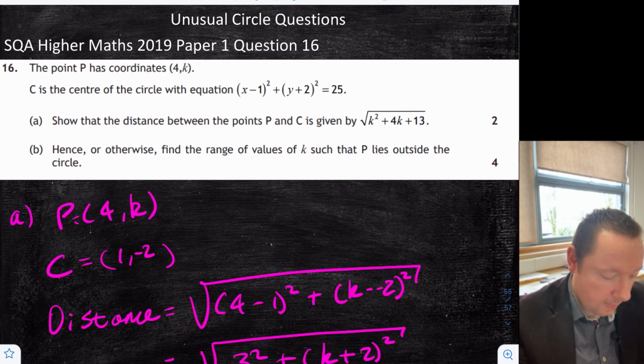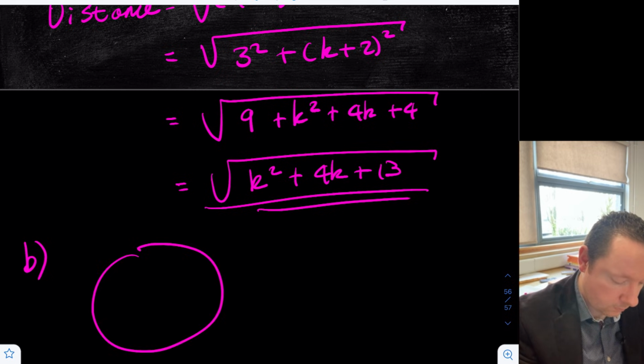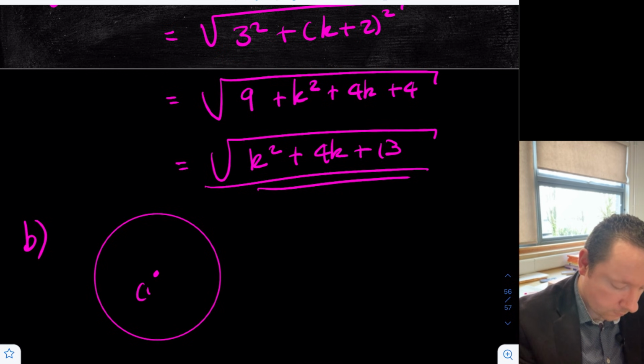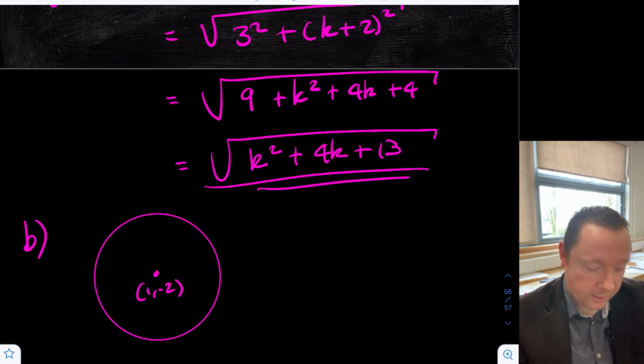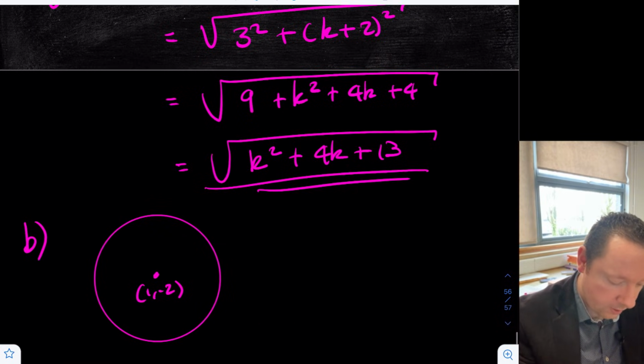Part B says, hence or otherwise find the range of values of k such that P lies outside the circle. So let's draw a little picture for this. We've got a circle, and the centre of that circle is (1, -2). And we can look to see what the radius is. We know the radius is the square root of 25, which is 5. So that distance is 5, that's our radius.